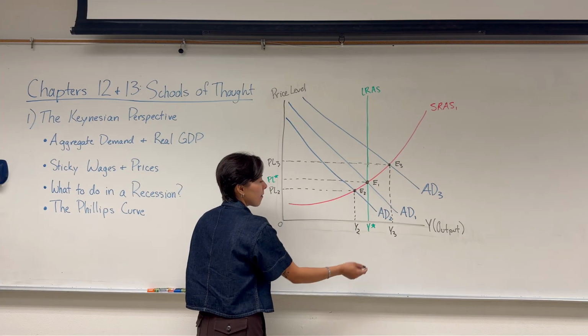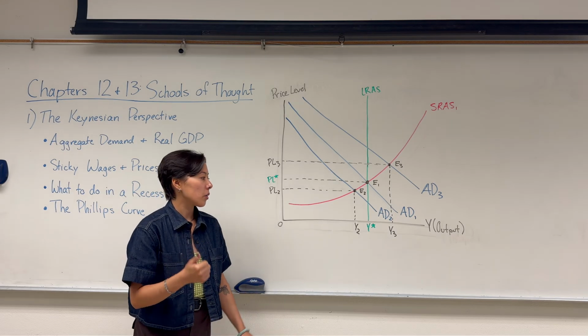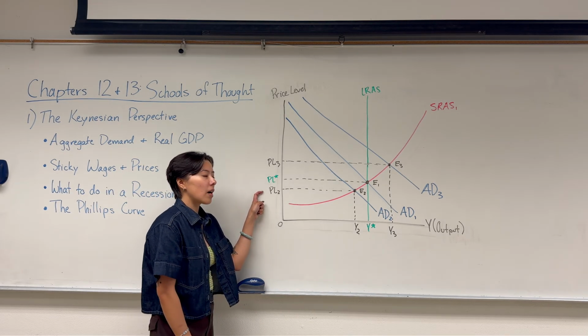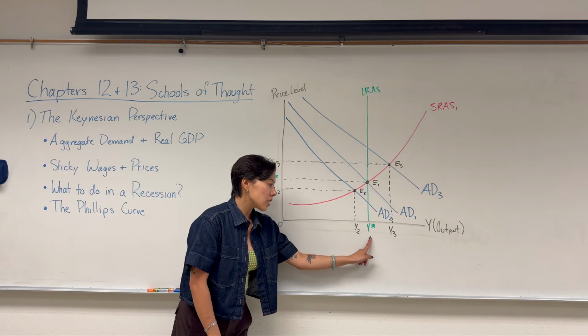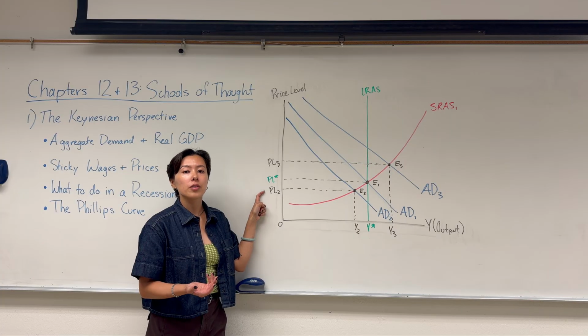What we see from this graph is that when real GDP falls below potential, we know that unemployment goes up, but we also see that the price level goes down. So as unemployment increases, the price level or inflation falls.